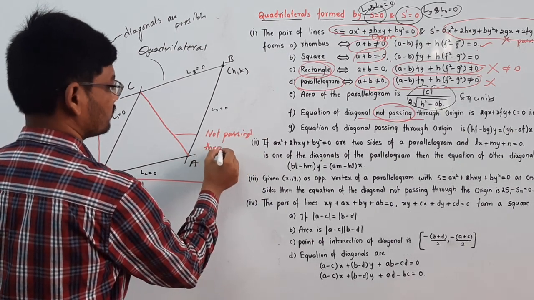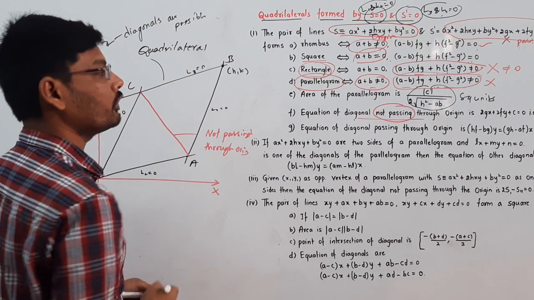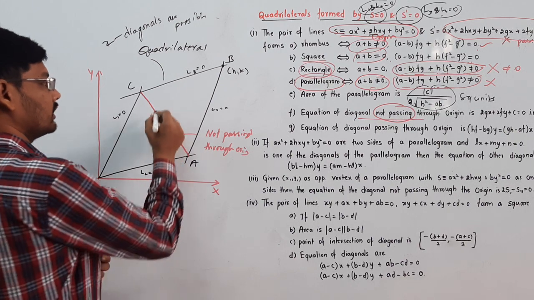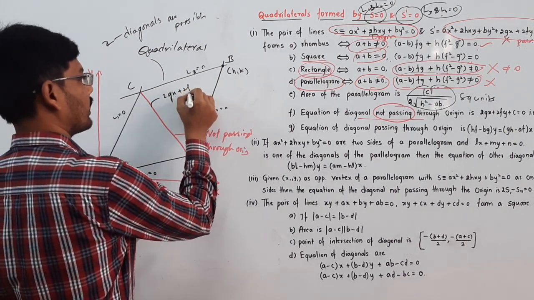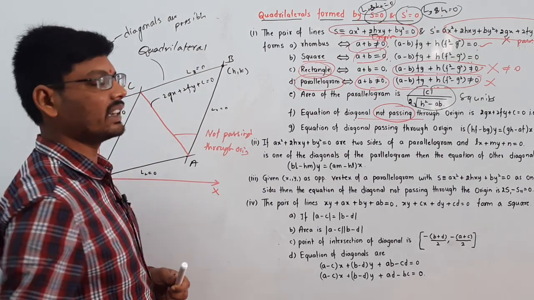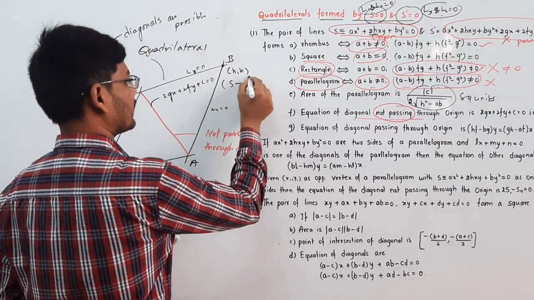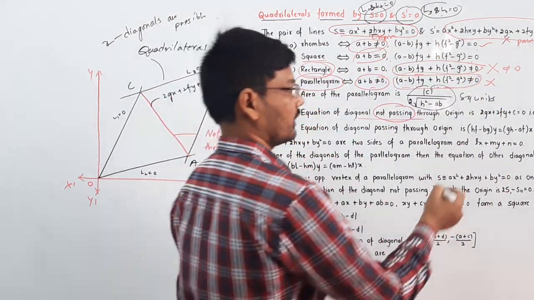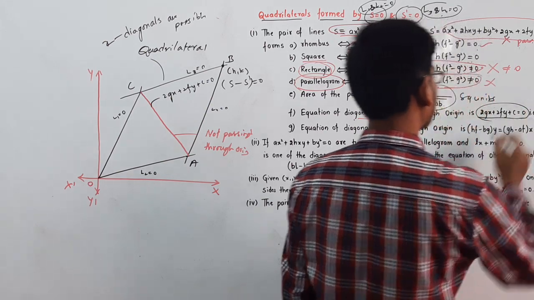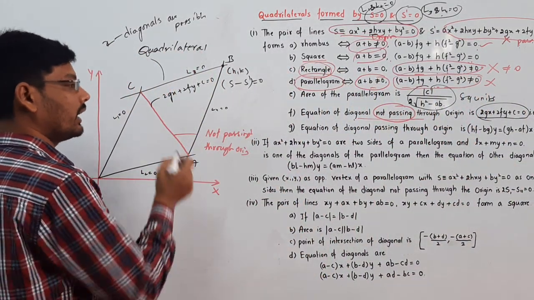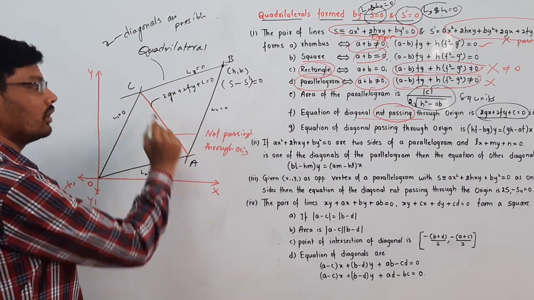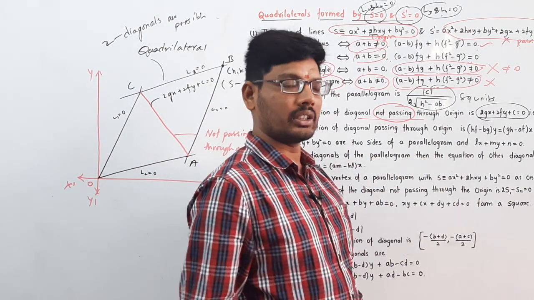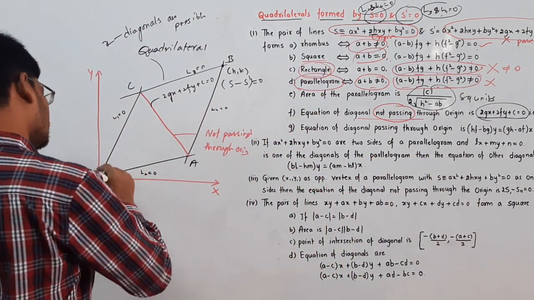Passing through origin. If you want to find the equation of this diagonal, then the condition is S minus S dash equal to 0. If you subtract this equation from this equation, we get the equation like this: 2gx plus 2fy plus c equal to 0. When you want to find the equation of the diagonal not passing through origin, this is it. Now the equation of the diagonal passing through origin.